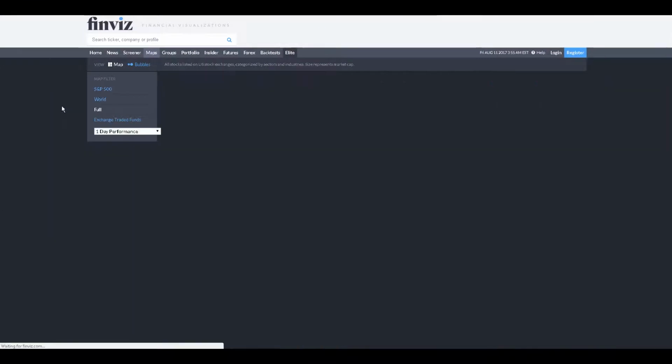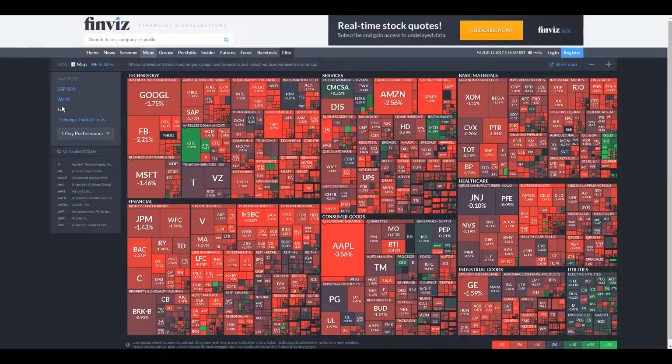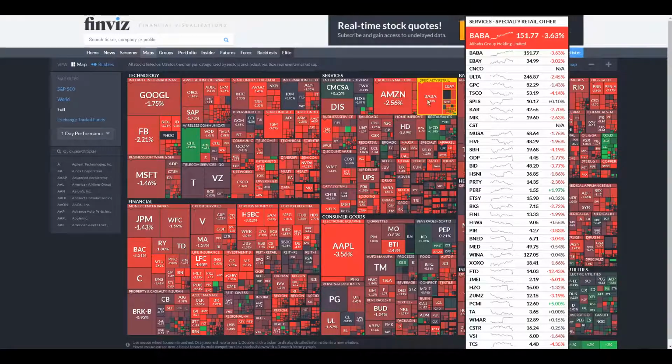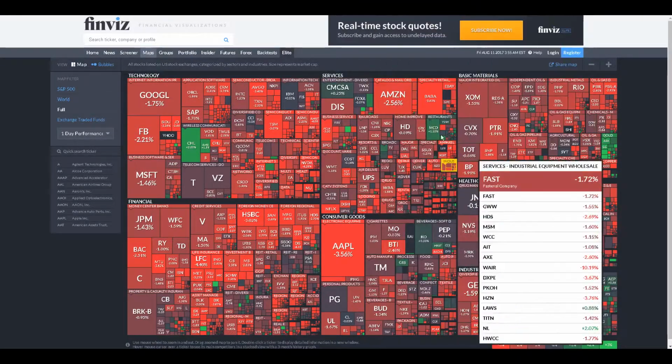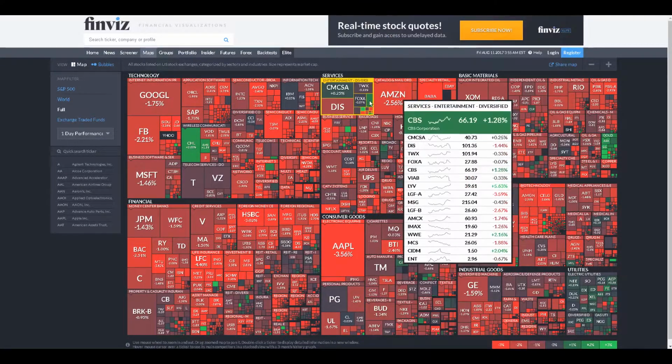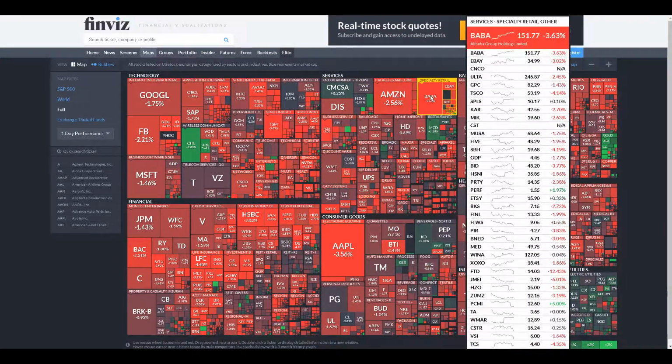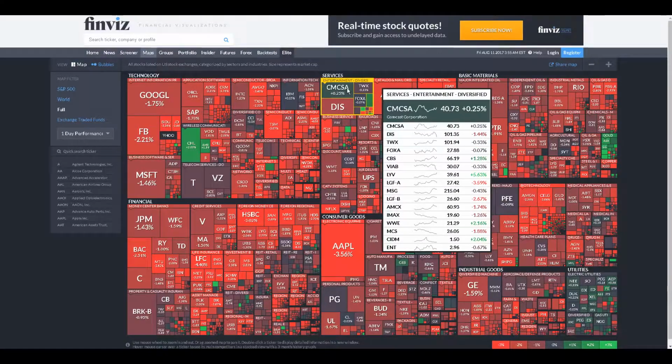Now full view gives you all the little boxes together. You can see right in here inside services, Amazon and Alibaba are within the same services sector. This gives you the very top of the services for the full world. So Alibaba and Amazon both had some negative days today.